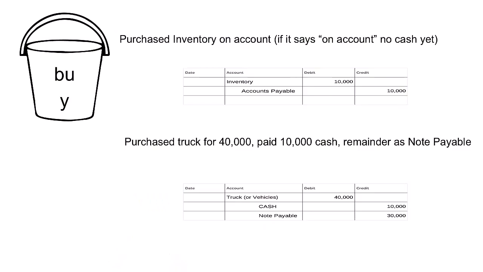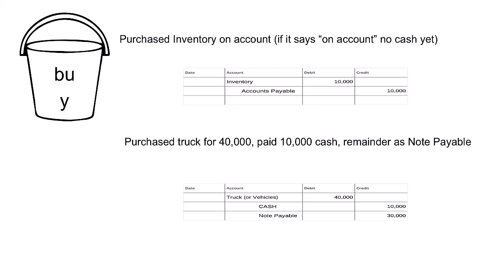Let's look at another transaction where we buy something. Let's purchase a truck. So what are we going to get? We're going to get a truck. And how are we going to pay for that truck is our next question. In this case, we're going to pay $10,000 in cash. Cash, asset, decreasing, got to be on the credit side. And we are also going to take on a note payable.